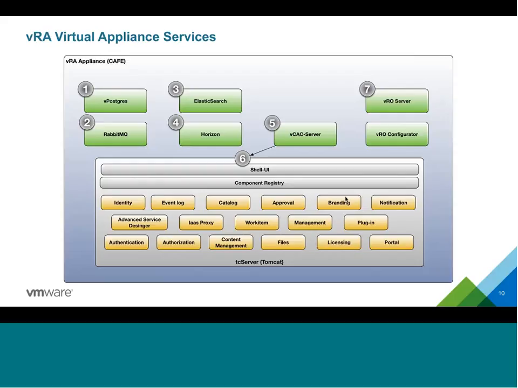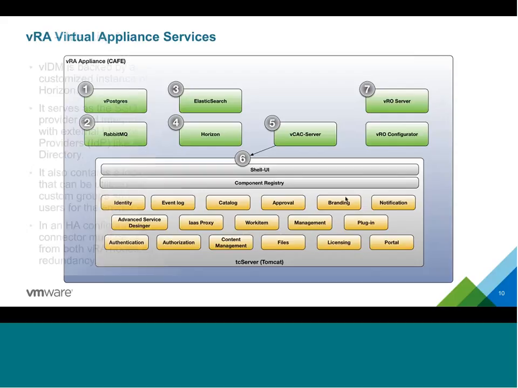As I was saying, the component registry is the main service which manages all the other services. Every other service is registered with the component registry. Other services like identity, event log, catalog, approval, and licensing for that matter, these are all services. They get registered with the component registry and they interact with each other through the component registry.